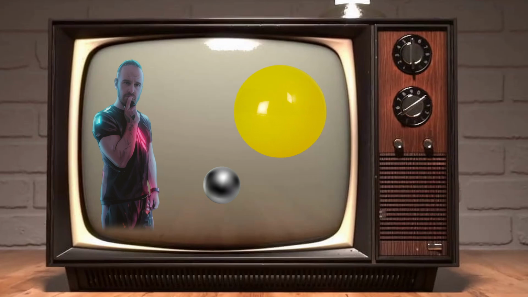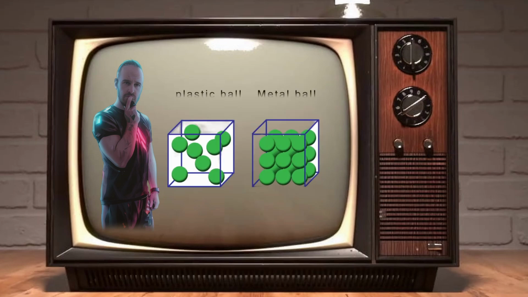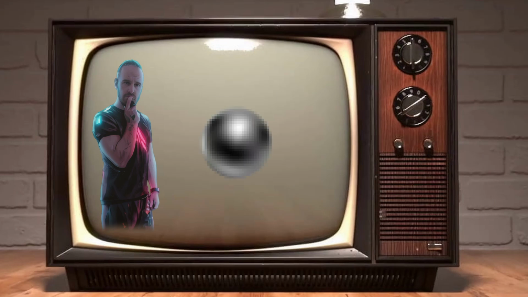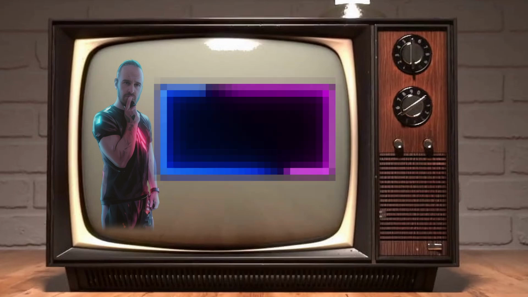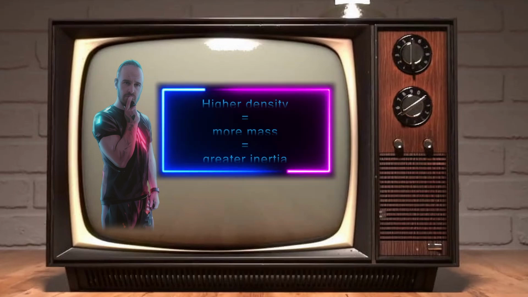The teacher asks, as we can see, the plastic ball moved much faster than the metal ball. This is because of the difference in the densities. The metal ball has much more mass packed into its volume, so it resists the change in motion more than the plastic ball. In other words, the metal ball requires more force or energy to achieve the same acceleration as the plastic ball. The teacher then writes on the whiteboard, higher density equals more mass equals greater inertia.